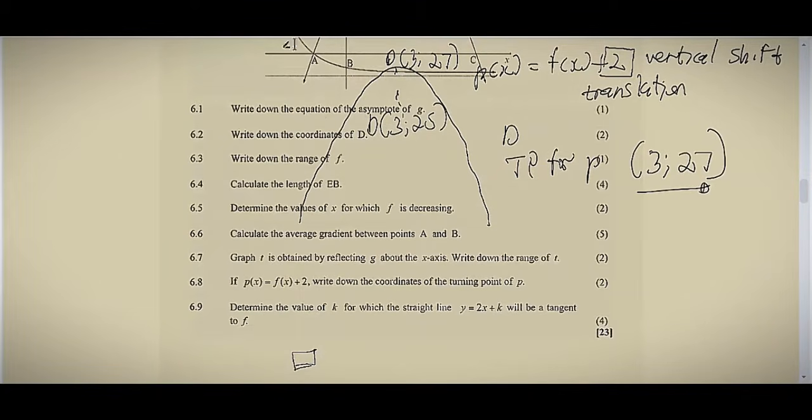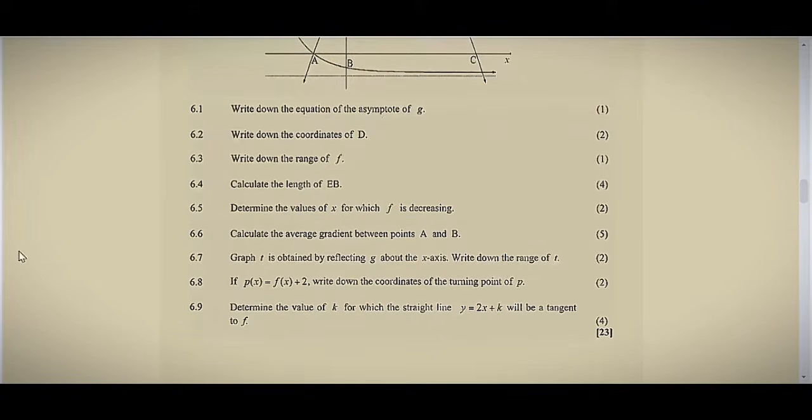Now, 6.9 says determine the values of k for which the straight line y is equal to 2x plus k will be a tangent to f. Now, guys, I want you to understand this question here. This question is very common, and a lot of learners always have a challenge answering this one. If you are watching this video and you have reached this far, this is a secret that you will unlock from this video: in order to answer these questions, you need to apply the rules for the nature of roots, right? So the rules that apply here are the nature of roots.